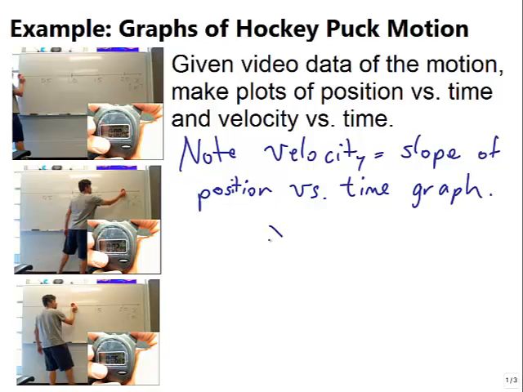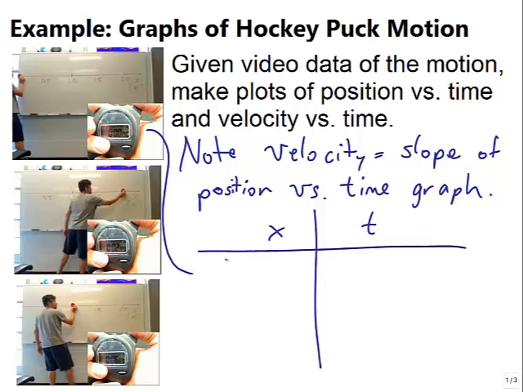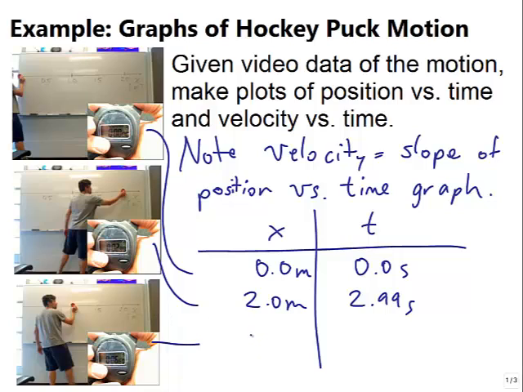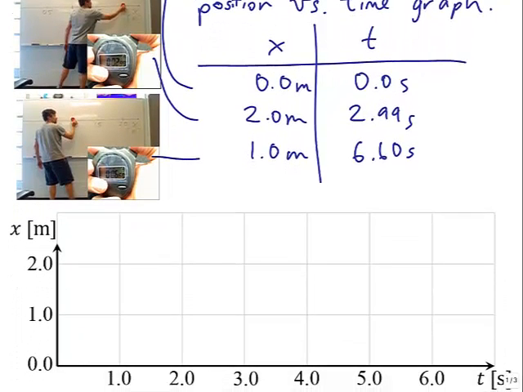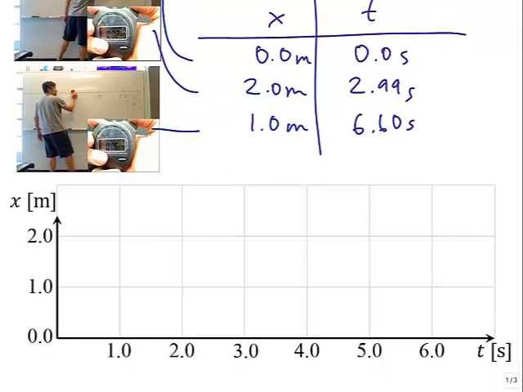So from these data, let's make a table, x and t. From the first video clip, this is at 0.0 meters and 0.0 seconds. From the second one, it's at 2.0 meters and t is equal to 2.99 seconds. And from the third one, we've got x back at 1.0 meters and t at 6.60 seconds. And I'm going to assume that the puck was moving at constant velocity in the time intervals between those times. So we can make plots of this.